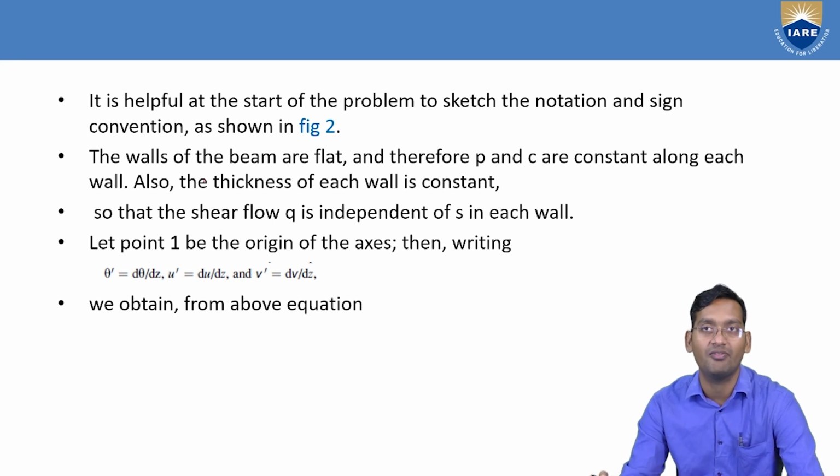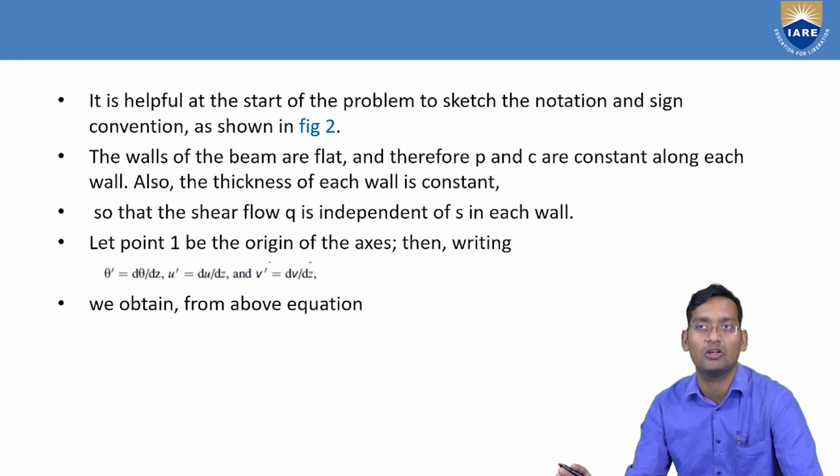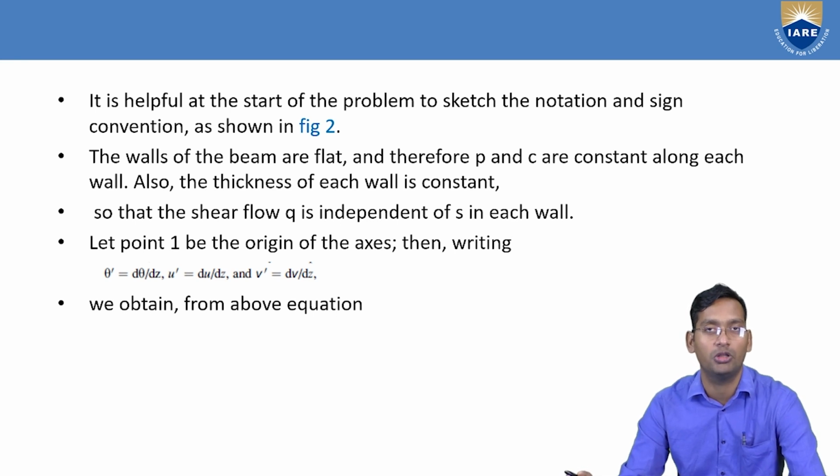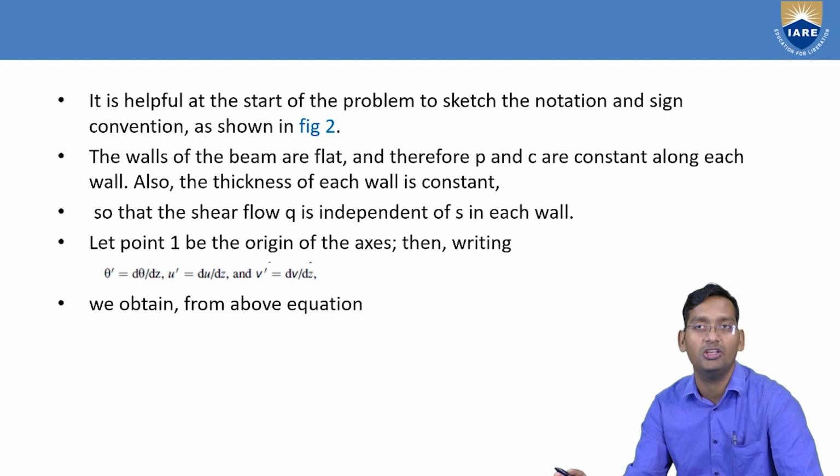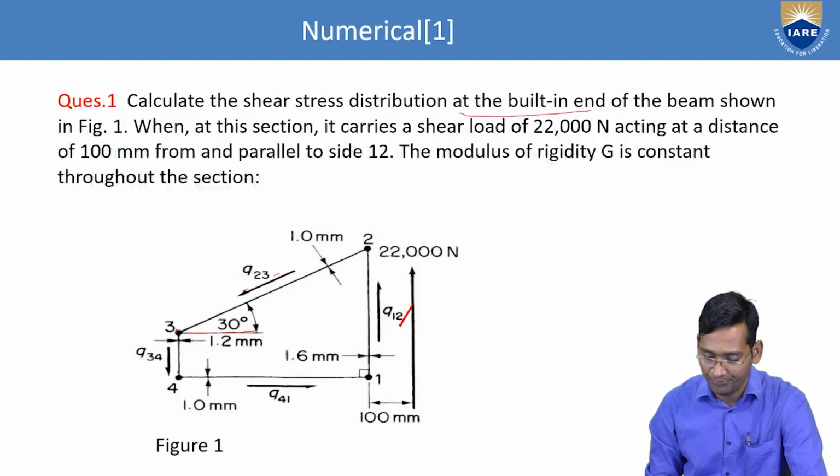The walls of the beam are flat and therefore P and C are constant. So it's flat, meaning their thickness is not changing, right? So P and C are constant along each wall. All the walls have P and C constant. Also, the thickness of each wall is constant, meaning whatever value is given, right?